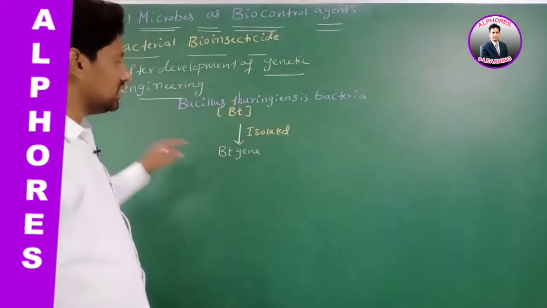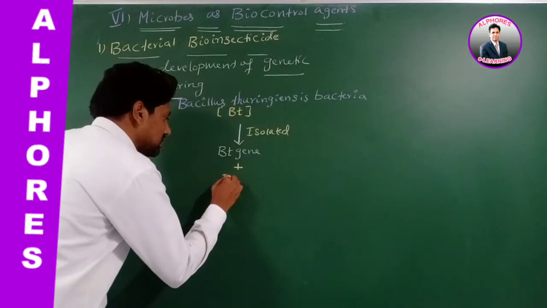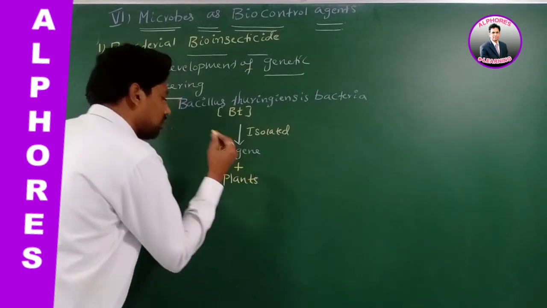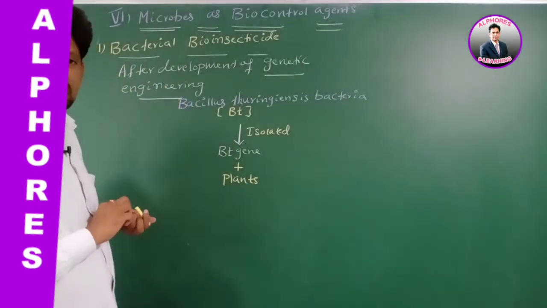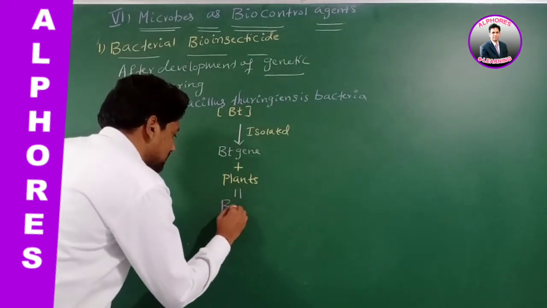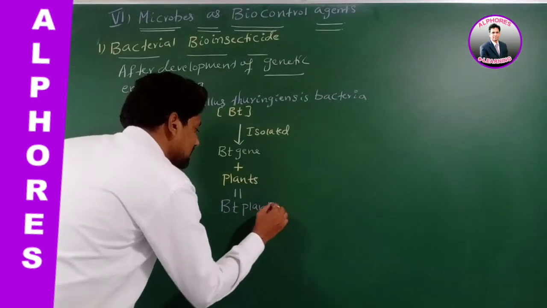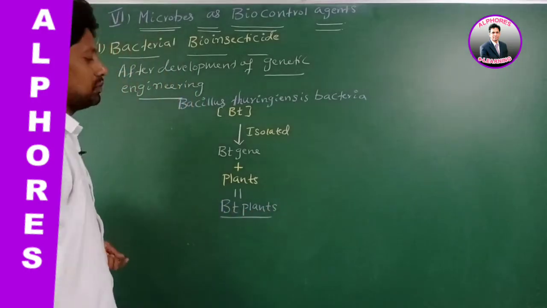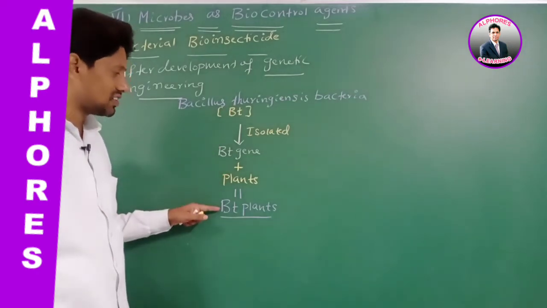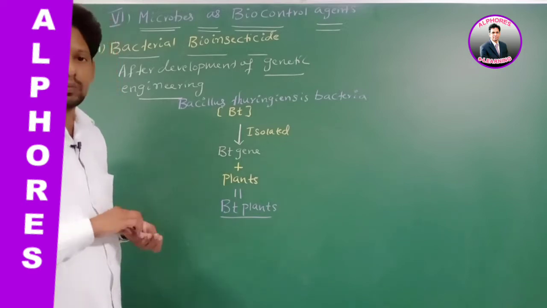This BT gene was introduced into plants. This BT gene was introduced into what, sir? Plants. It means now plant is with which gene? BT gene. Such plants are called as BT plants. What is the meaning of BT plants, sir? Plants with BT gene. Such plants are called as BT plants.